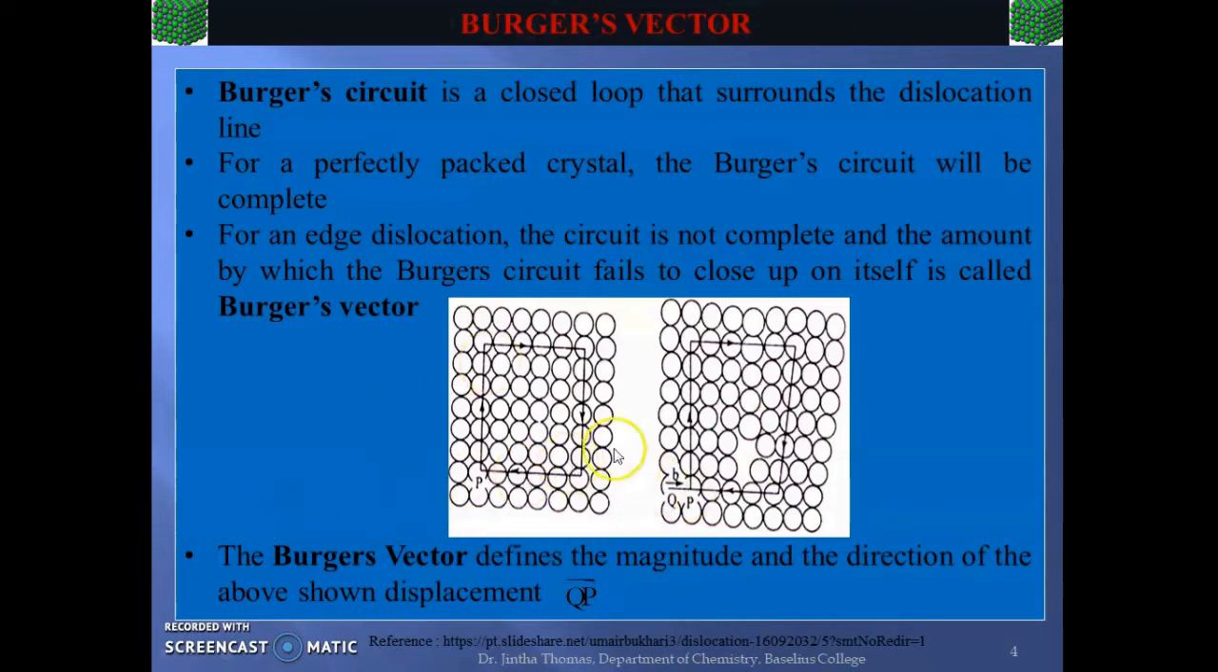Check this figure given below. The figure on the left hand side corresponds to a perfect crystal packing. As you can see here, all these atoms are positioned on perfect lattice points and we have a perfect crystal packing. Whereas the figure on the right hand side is that of a crystal containing an edge dislocation. Look at this portion. We can see the presence of an extra half plane of atoms related to an edge dislocation.